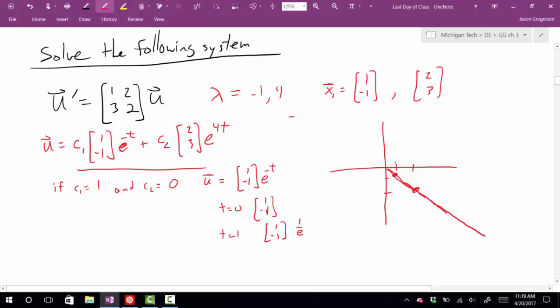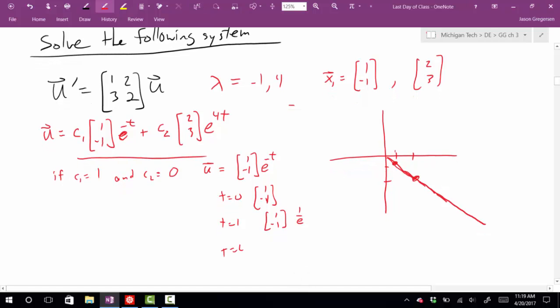If t is 2, what am I going to get? I'm going to get 1, negative 1 times 1 over e squared. That's going to be even smaller. So as t increases, I get closer and closer to the origin. If I put in negative t values, I'd be out here. So the direction I am traveling along this curve is like that. Okay. Any questions there?